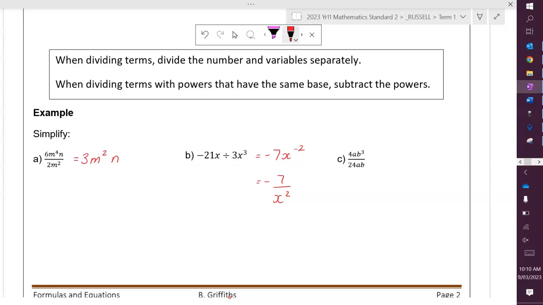And our last one here, I have 4ab cubed divided by 24ab. So 4 divided by 24 gives me 6, but that 6 is on the denominator here. So I'm going to have a fractional answer. a divided by a, so a to the 1 minus a to the 1, gives me nothing. And b cubed divided by b leaves me with just b squared, 3 minus 1 gives us 2. So that one we get left as a fraction.